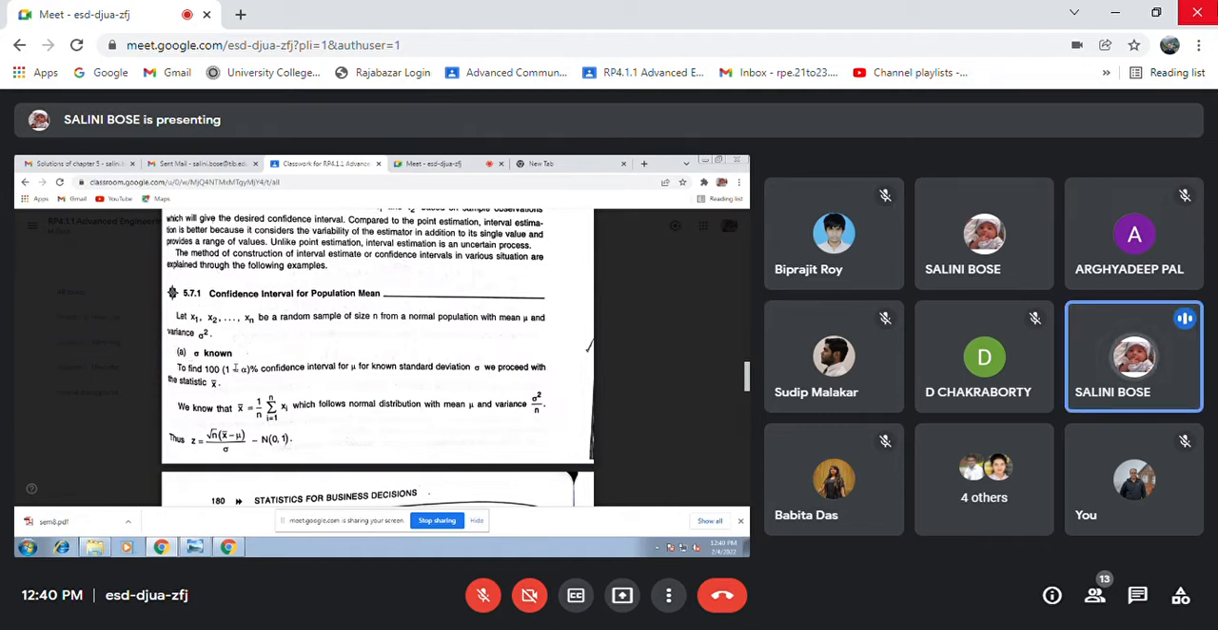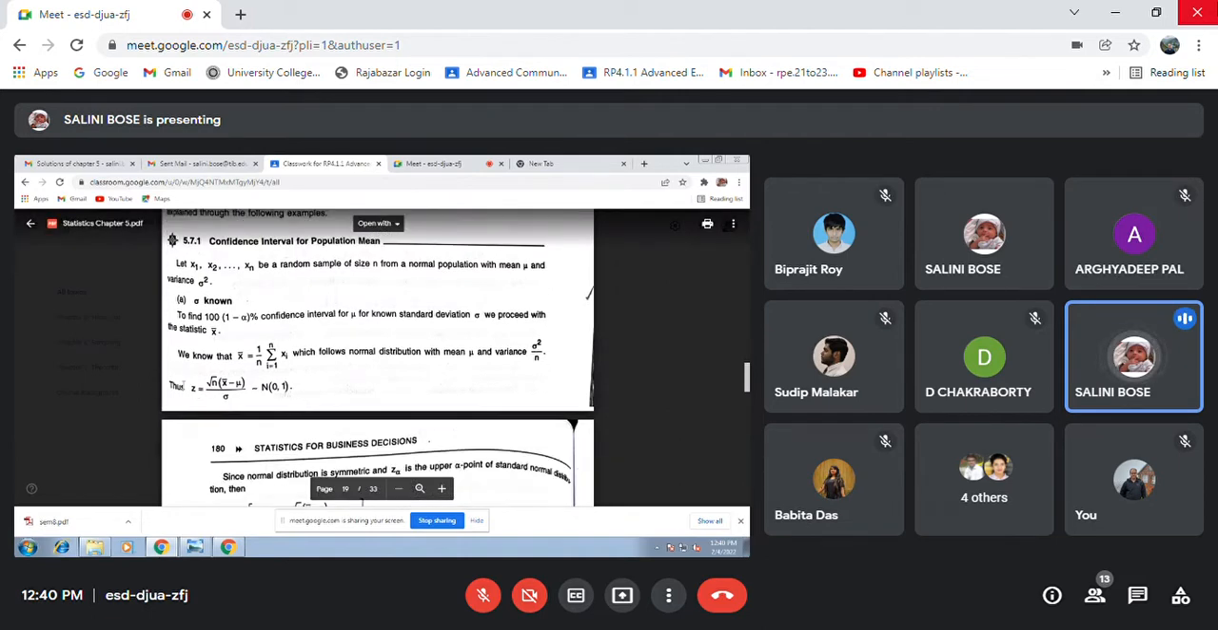So when sigma is known, what should be the confidence interval for the population mean? To find the 100 times 1 minus alpha percent confidence interval for mu for known standard deviation, we know the sample mean is 1 by n summation of i equal to 1 to n of xi. And for the normal distribution, we know that the variance of x bar is sigma square by n. Then the standard normal variable is equal to root n times x bar minus mu by sigma. This formula you already know.